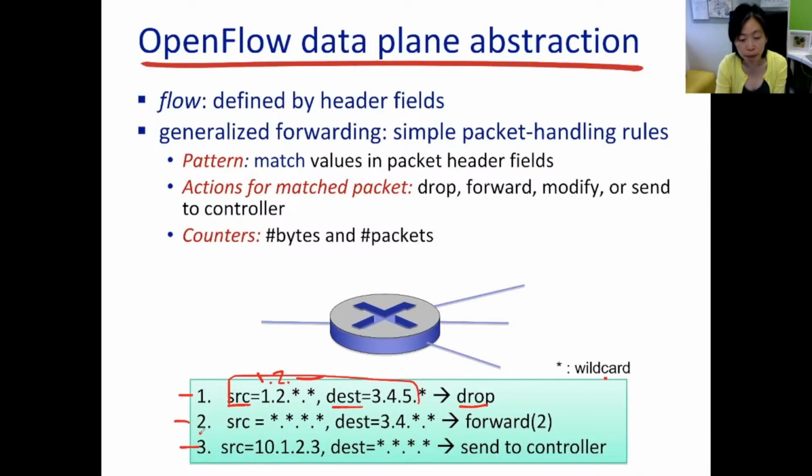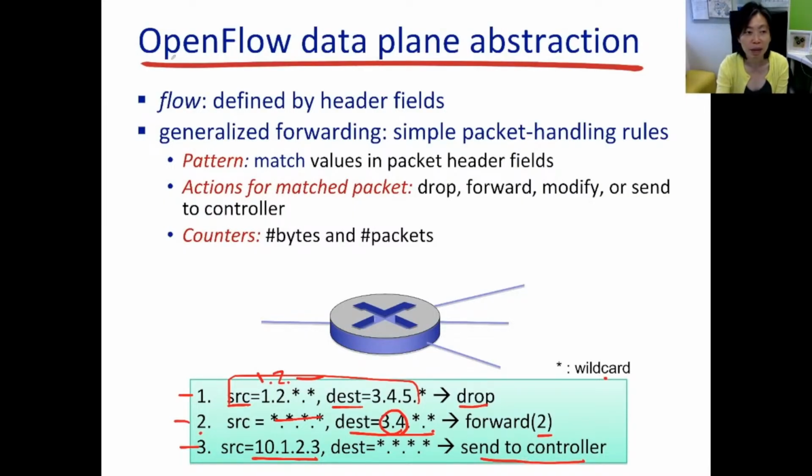In the second example, source can be anything, but destination address needs to match 3.4.something, and then we forward all those packets to interface 2. Third entry, 10.1.2.3: as long as the source IP address is exactly this, we send the packet back to the remote controller. So 3 examples, you get a rough feeling.